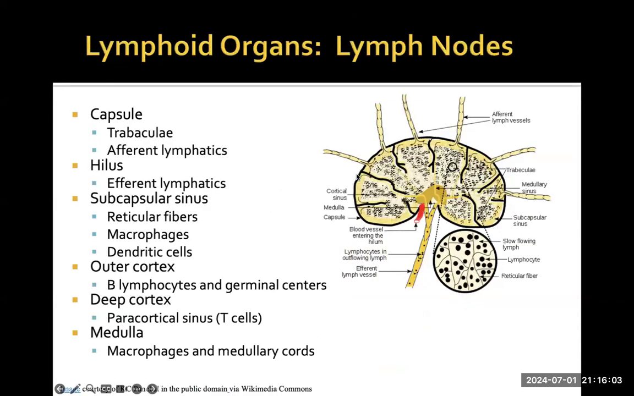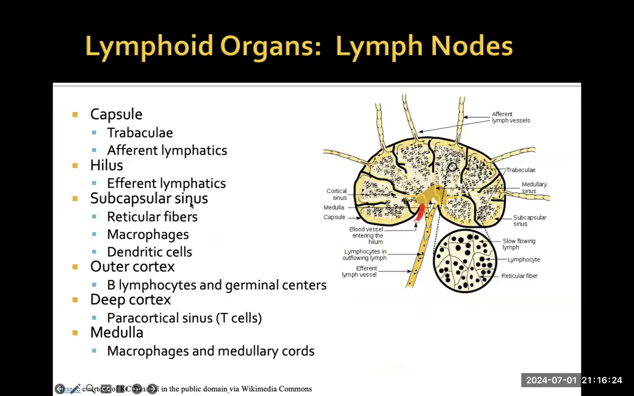Okay, so here's a lymphoid nodule blown up. It has a capsule, which is the outer part, the black line. Then you have the trabecular network and afferent capillaries that lead in. Then you have what's called the hilus. The hilus is this region where the efferent capillaries are going to lead out.